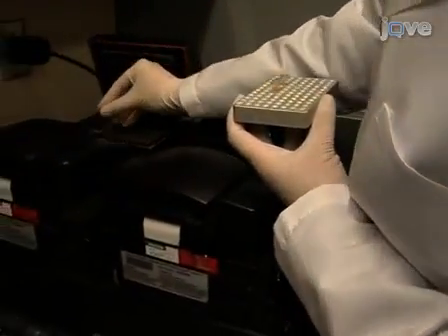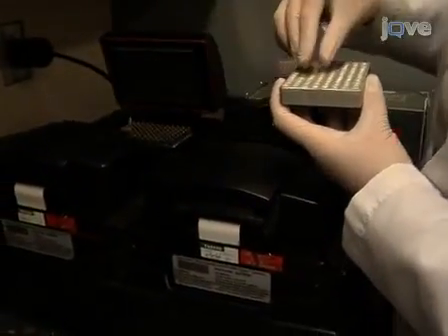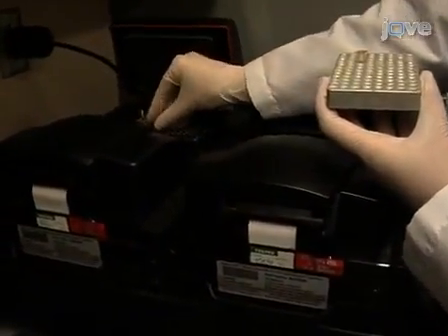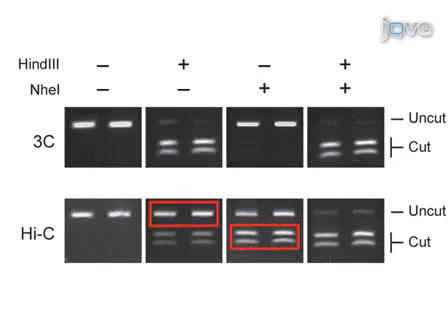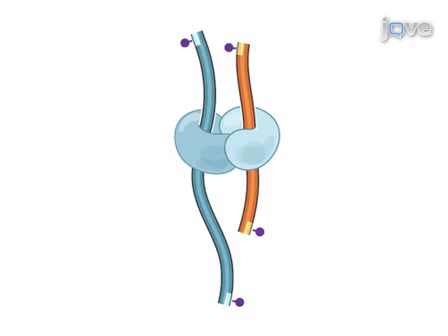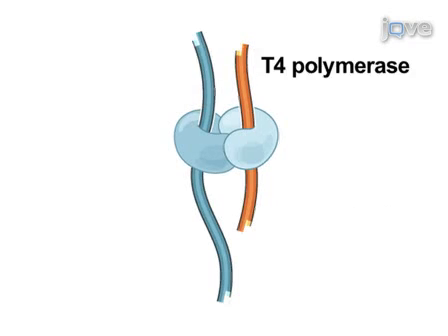The blunt end creation and ligation performed in the high C procedure will create restriction sites for the endonuclease NheI. Amplified fragments from the 3C and high C libraries can be digested with HindIII and NheI to determine how well the blunt ends were generated and ligated. Some fragments will not have been ligated. Remove biotin from these unligated ends using the exonuclease activity of T4 DNA polymerase, as described in the written protocol.